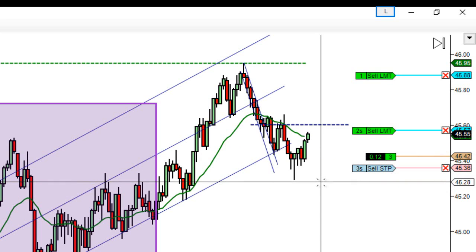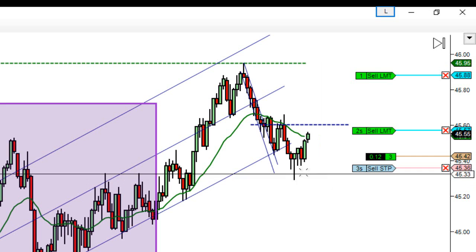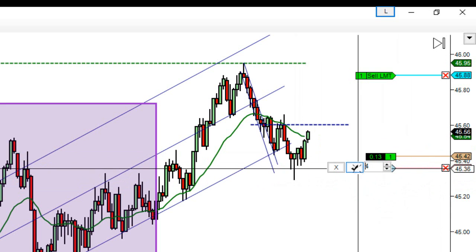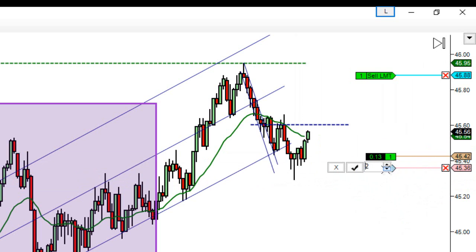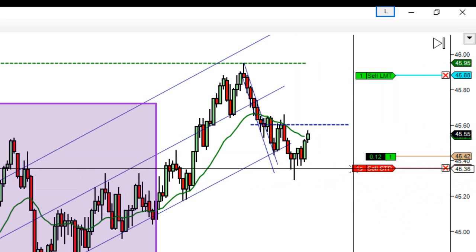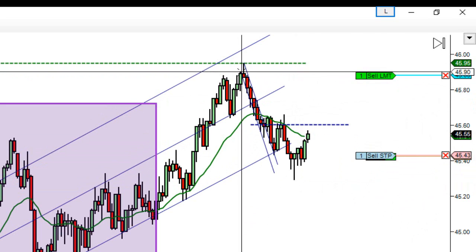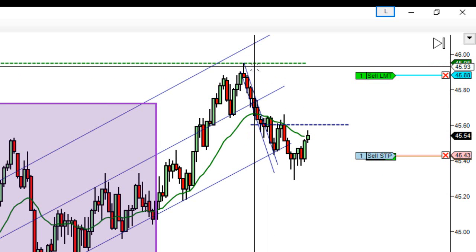My entry, my original mark as far as, and there we go. There's my first two contracts off. So now I can move it to break even +1, and moving up to here. So at 43, I'm looking at maybe retesting the daily high.